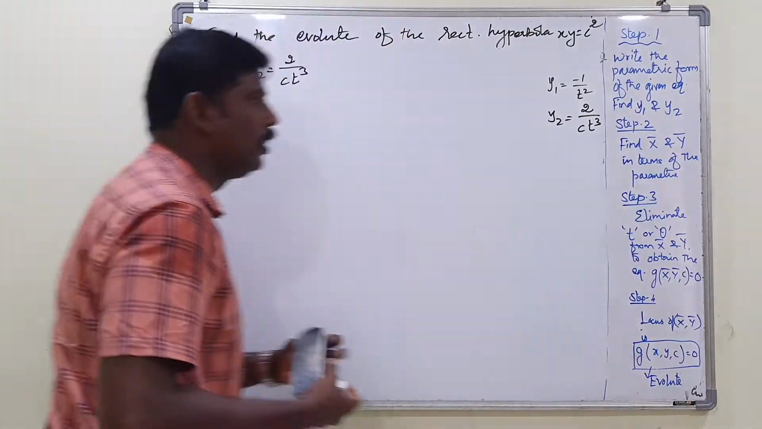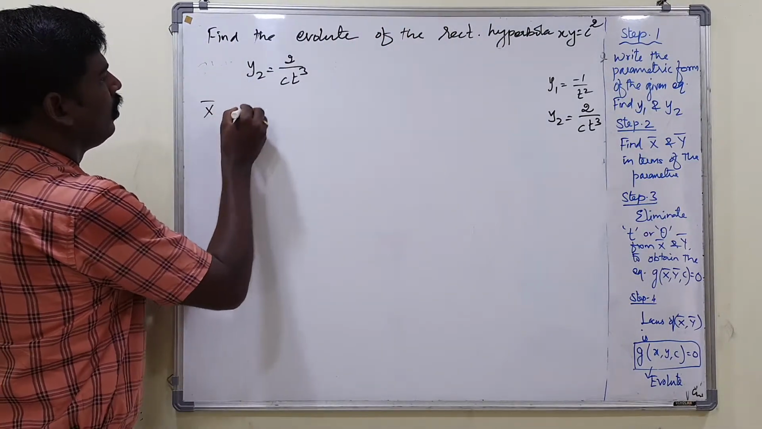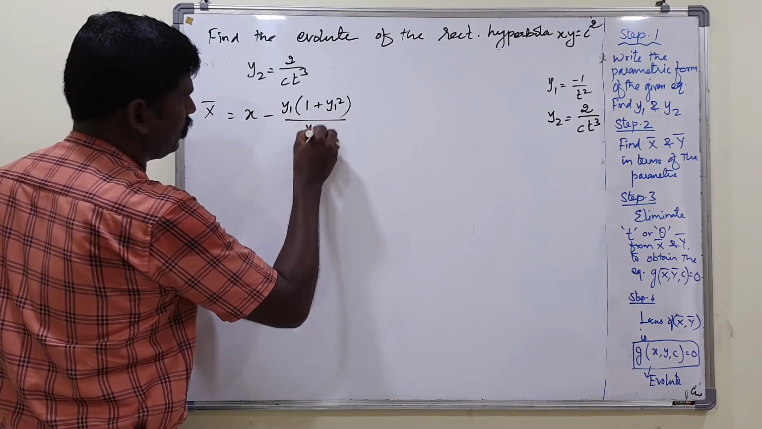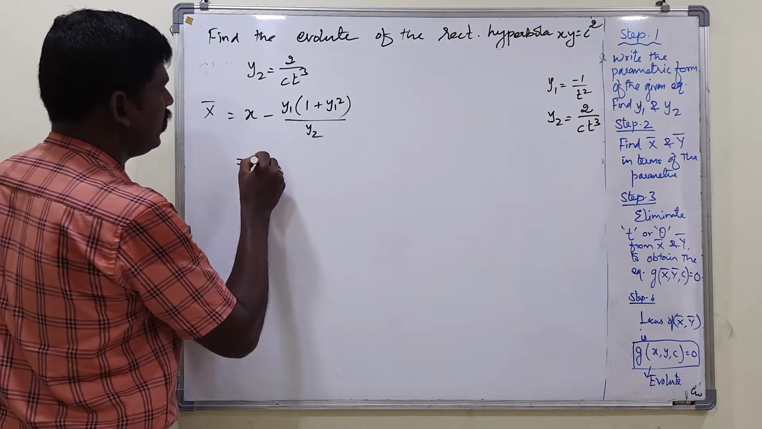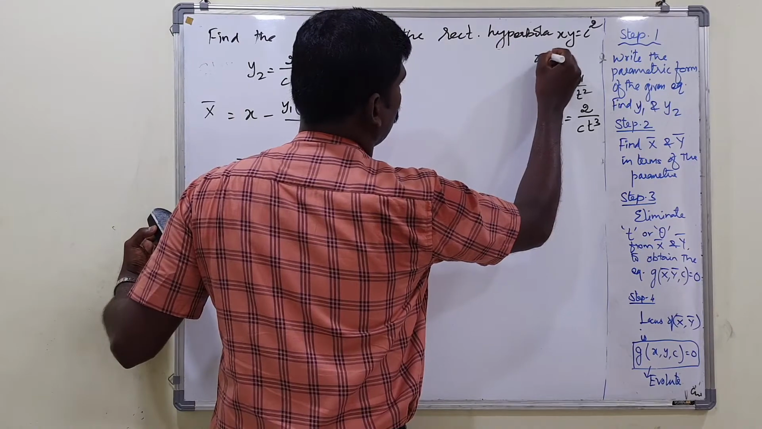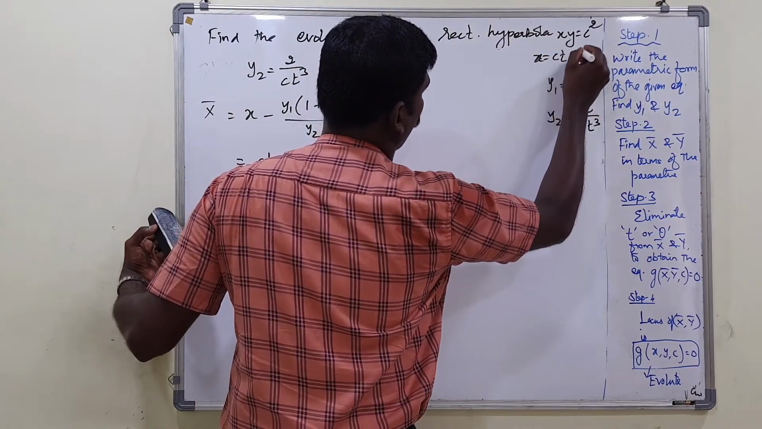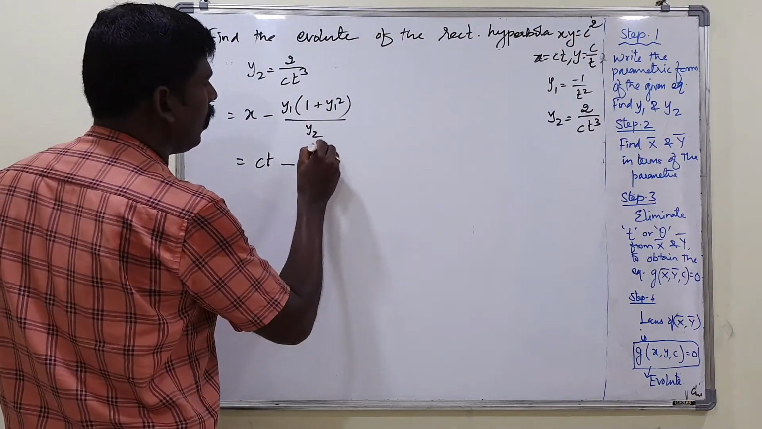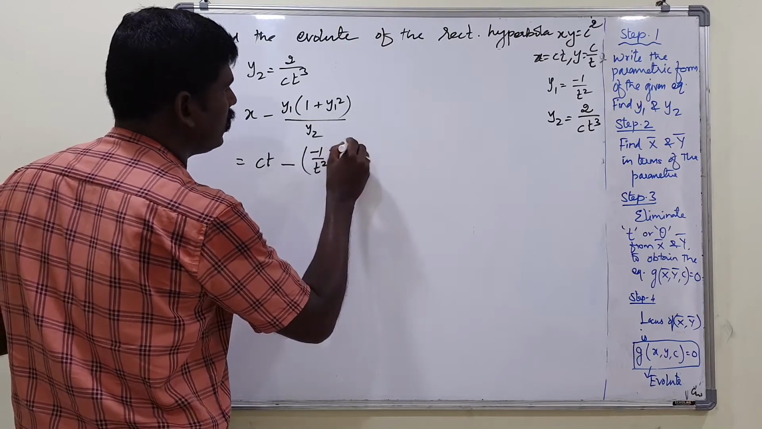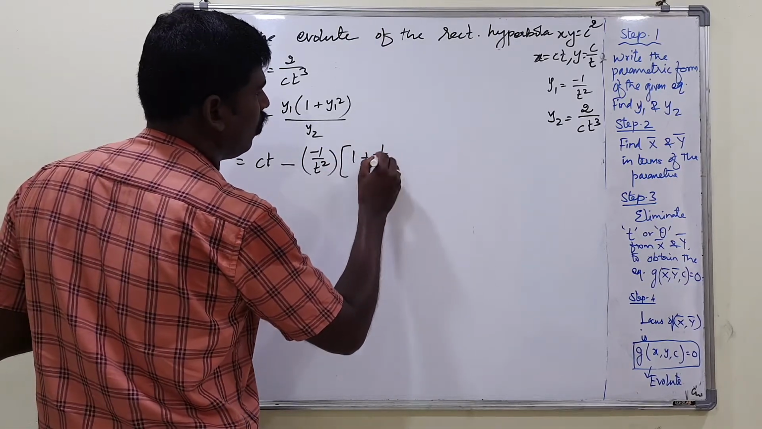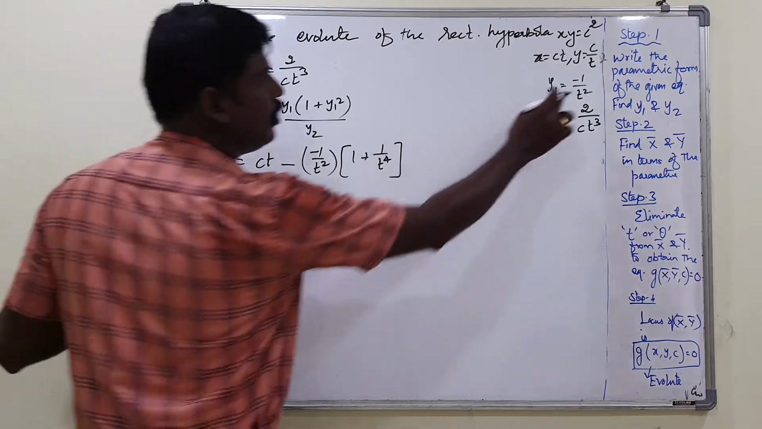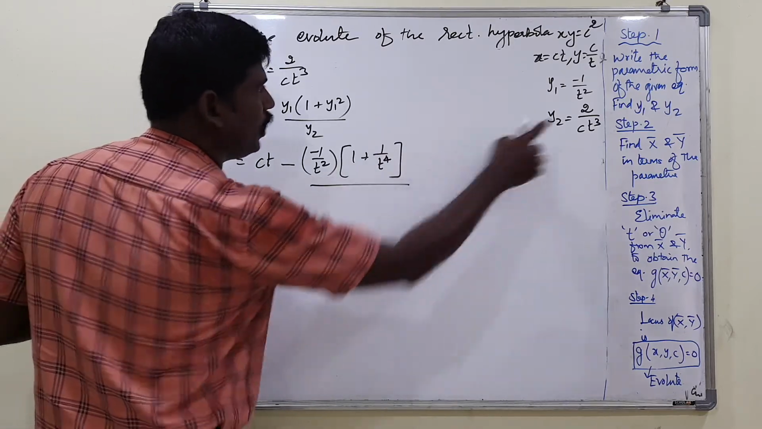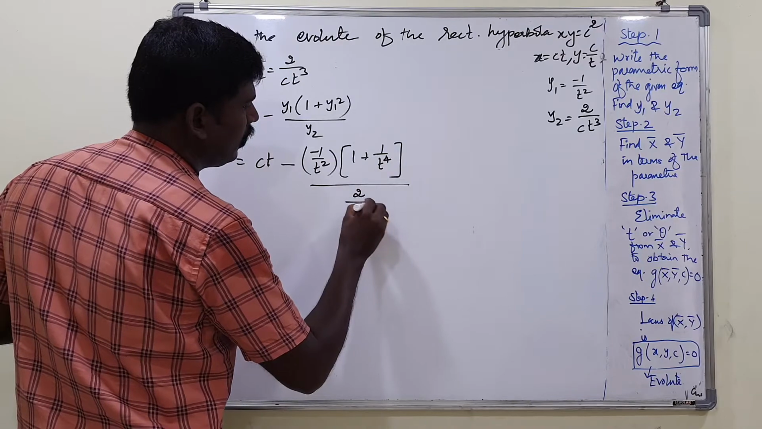Now I am going to find x bar and y bar. So what is x bar? x minus y1 into 1 plus y1 square by y2, isn't it? What is x? x is ct and y is equal to c by t, isn't it? x is ct minus, what is y1? Minus 1 by t square into 1 plus y1 square, square of this value, 1 by t power 4, isn't it? Minus 1 square becomes plus 1 and t square becomes t power 4, by y2. y2 is 2 by c t cube.